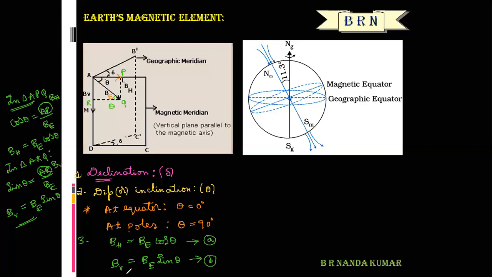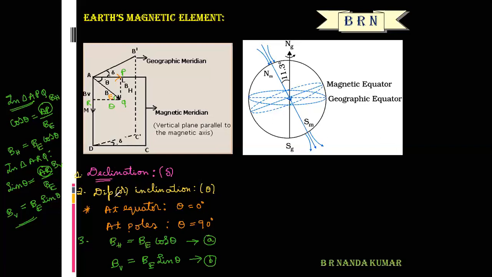The component of Earth's magnetic field along vertical direction. Okay. So these are the Earth's magnetic elements. Earth's magnetic field at a given place can be understood in terms of experimentally measurable quantities called Earth's magnetic elements, or simply the quantities which completely determine the Earth's magnetic field at a place.